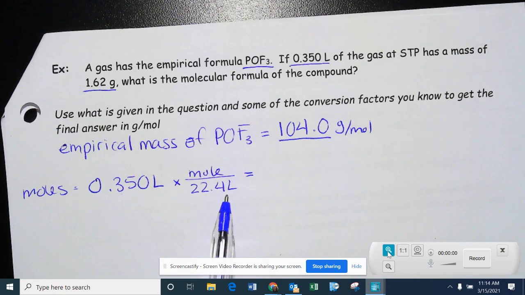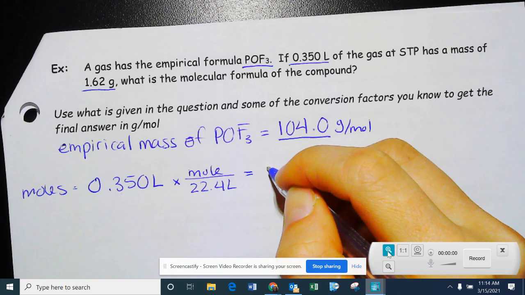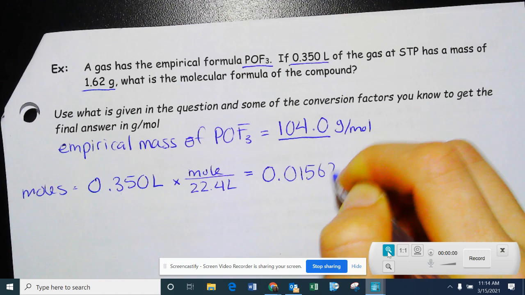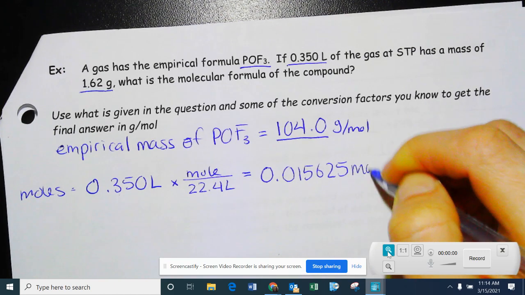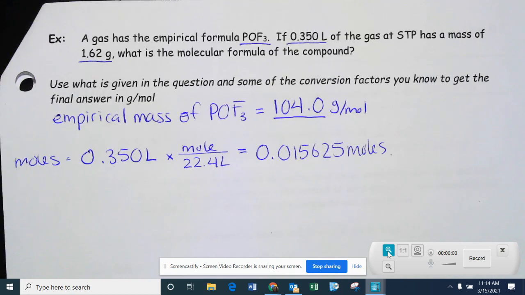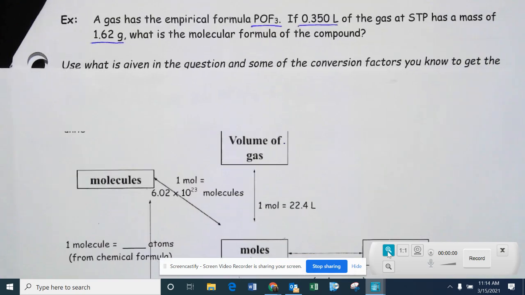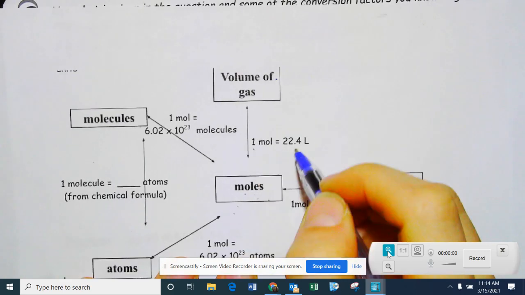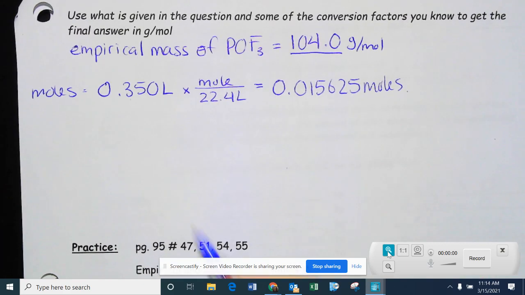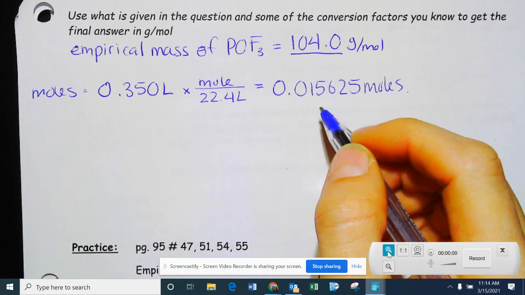0.350 divided by 22.4? Yeah, divide. Yep. Okay, so that's how many moles I have. When you're answering a question, you do want to make sure that you're using the correct number of sig figs. When you're actually going through calculations, the more numbers you keep, the better. Yep. 22.4. So at standard temperature and pressure, 1 mole is 22.4 liters. Good question.